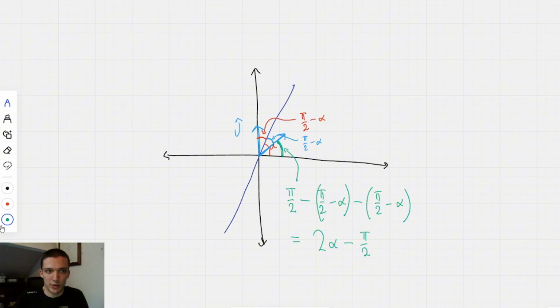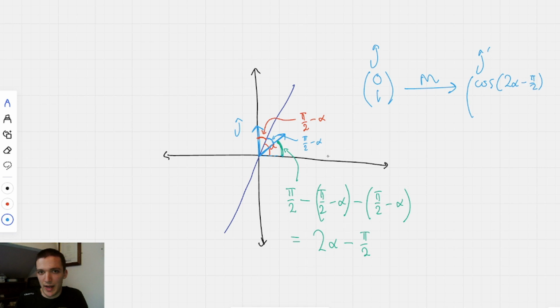Now let's answer the question, where does J hat actually end up? Well, J hat, which is the unit vector (0, 1), under the transformation M, is going to end up, let's call it J hat prime. The x value of this vector is going to be the cosine of 2 alpha minus pi by 2, and the y value is going to be the sine of the same angle, so sine of 2 alpha minus pi by 2.